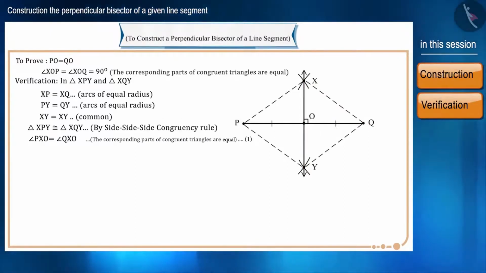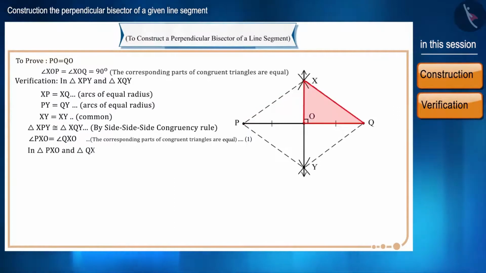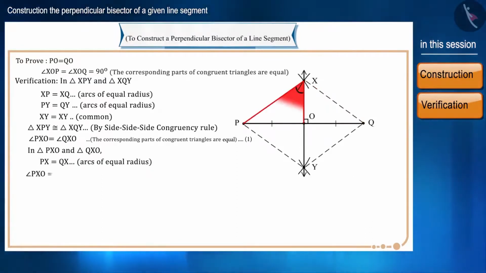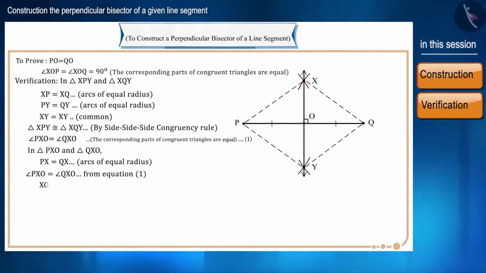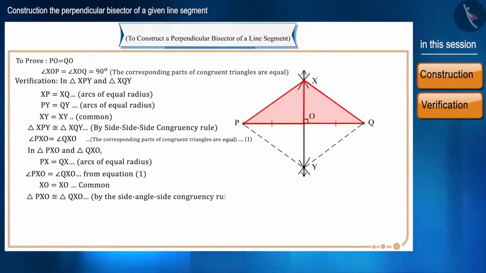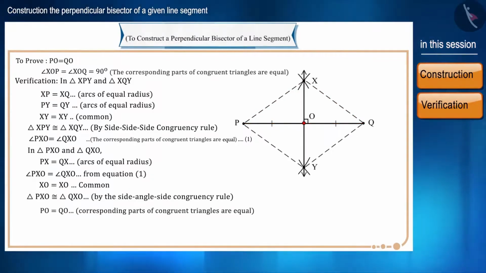Let this be equation 1. Now let's take triangle PXO and triangle QXO. We know that side PX is equal to side QX because these are arcs of equal radius. Angle PXO is equal to angle QXO by equation 1, and side XO is a common side. Therefore, triangle PXO and triangle QXO will be congruent by the side-angle-side congruency rule. And therefore, side PO is equal to side QO, as the corresponding parts of congruent triangles are equal. That is, point O bisects the line segment PQ.